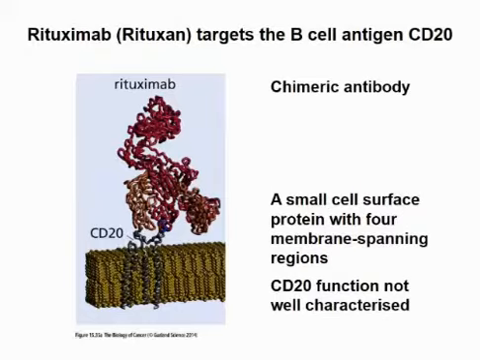So rituximab itself is actually a chimeric antibody, so it's not humanised. There's a bit more mouse in it than for a humanised antibody. And it recognises this small CD20 protein. And I still think we don't really know what CD20 does. We just know it's very highly expressed on B cells and on certain B cell cancers. But it's been a good target.